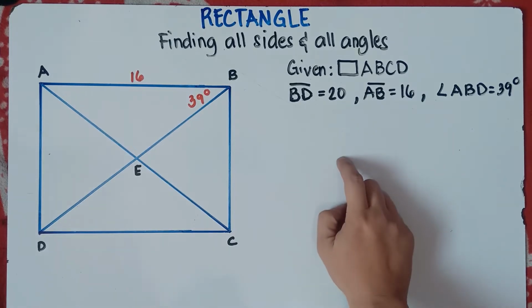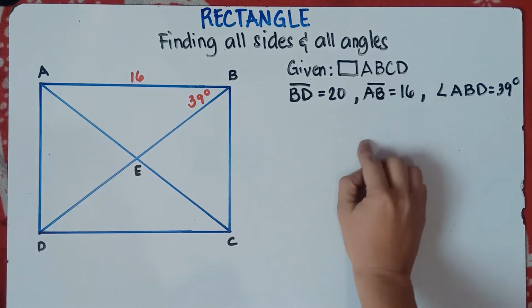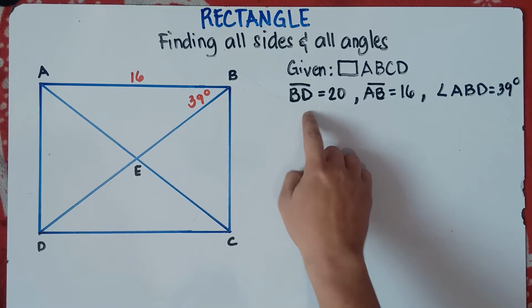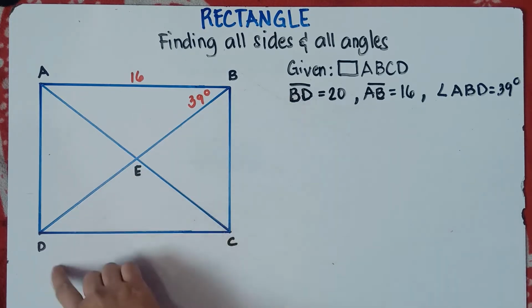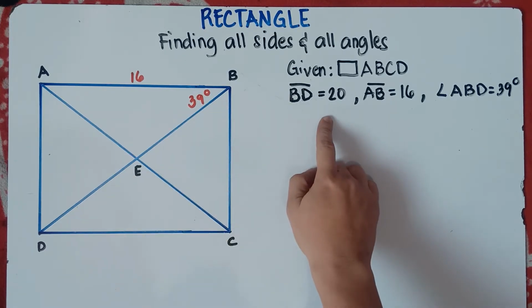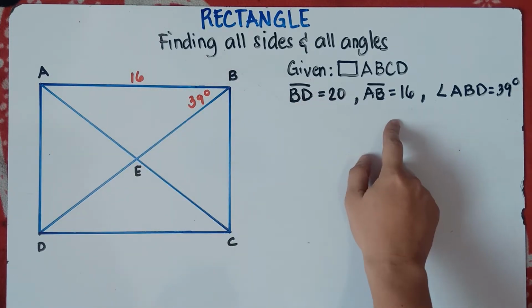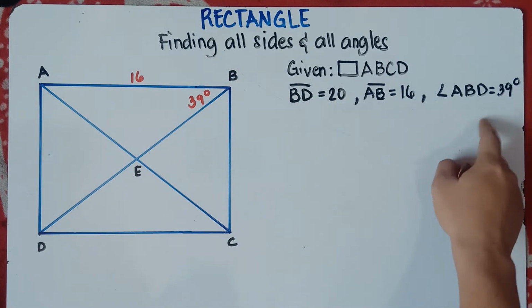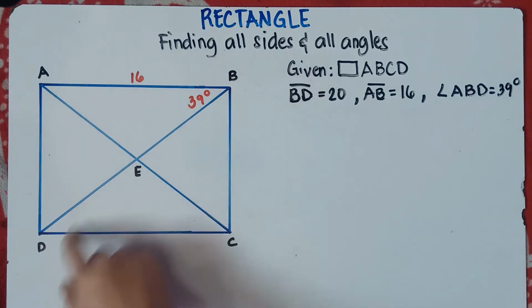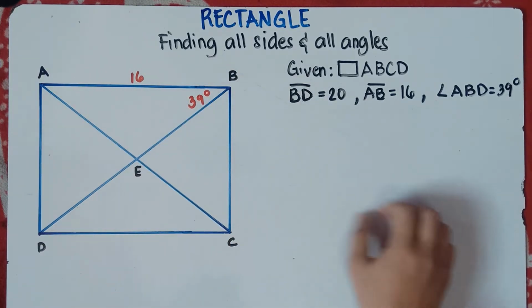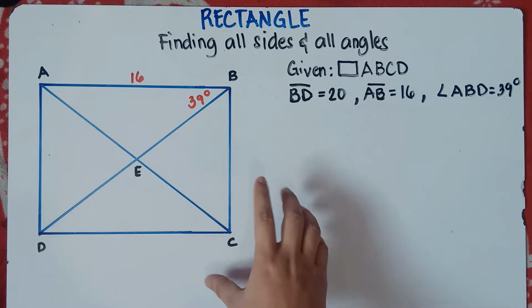So we have a given rectangle ABCD and a given line segment BD. This diagonal BD is 20. And we have a given line segment AB, so this side is 16. And a given angle ABD, that is 39 degrees. And we're told to find all sides and all angles for this one.